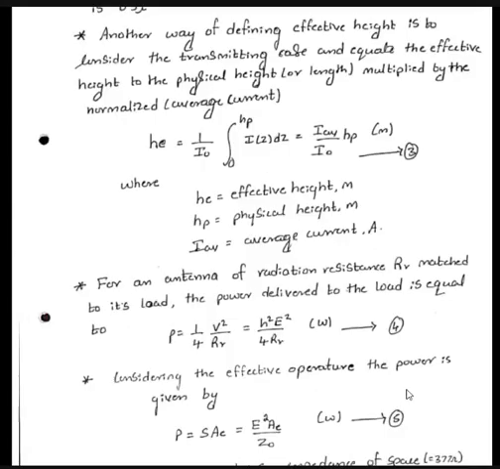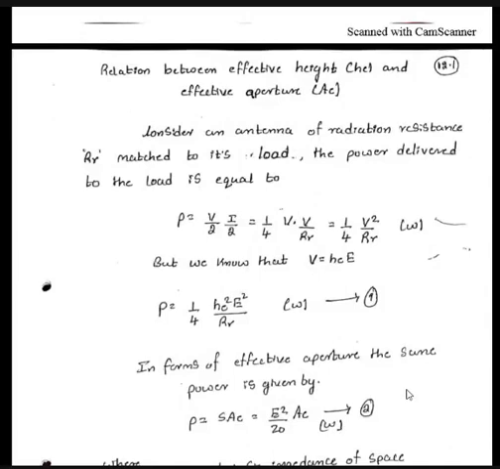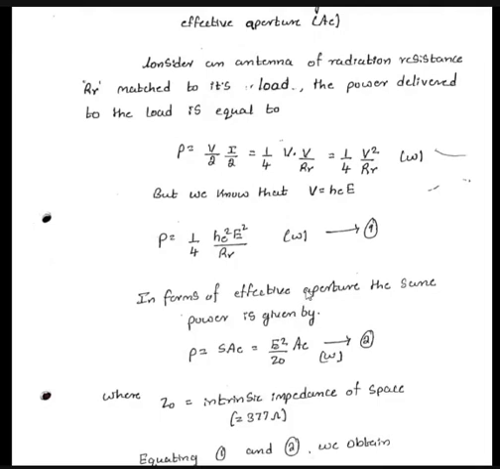Now there is a relationship we need to find, in a simpler way, between the effective height and the effective aperture. Again, consider an antenna whose radiation resistance is RR, matched to the load. Then the power delivered to the load is P equal to V square divided by 4 RR, in watts. The voltage induced is given by the effective height multiplied by the electric field, V equal to HE into E. Substituting, we get equation number 1.